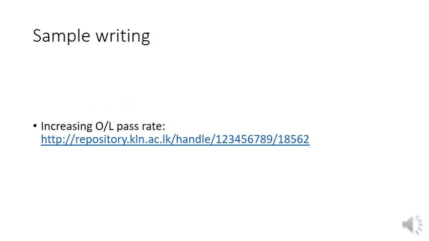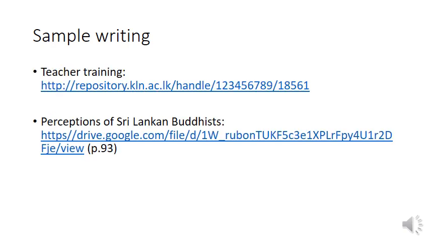We will read another sample writing, which is on increasing the pass rate of students in English language at ordinary level examination. Let's look at the sentence. Let's read two more articles. The first article is on a teacher training, written for the conference organized by the University of Kelaniya.